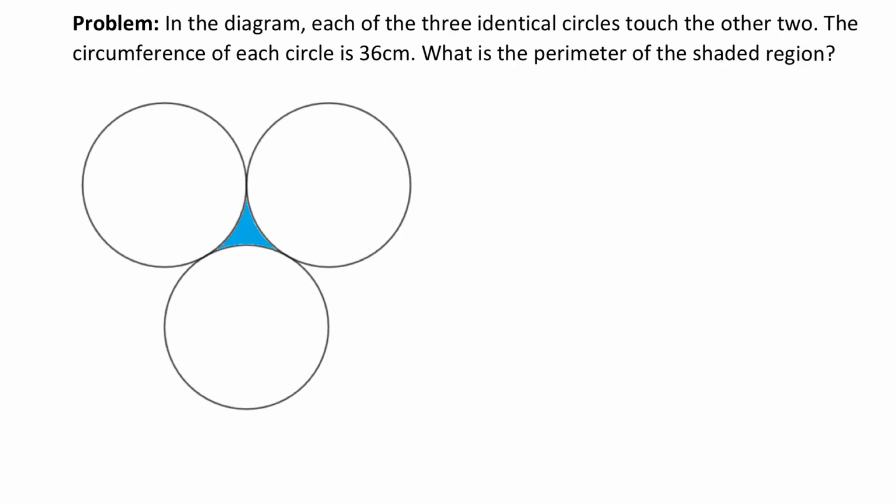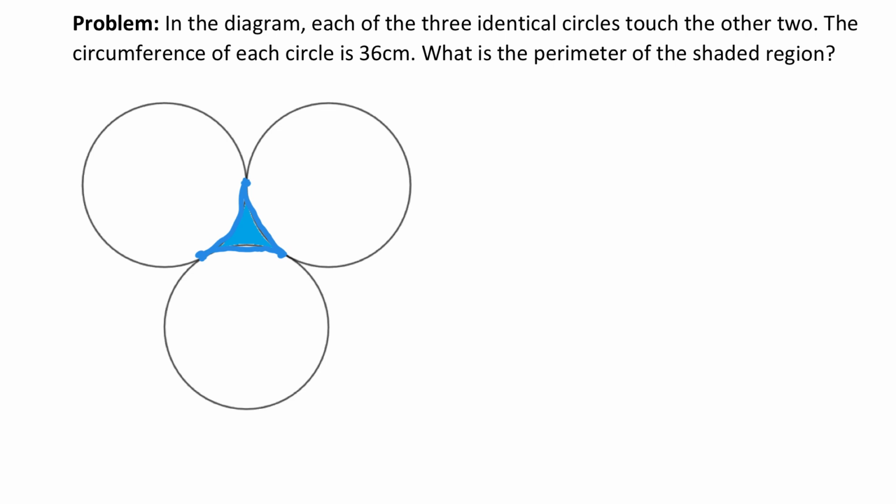Okay, one more question here. In the diagram, each of the 3 identical circles touch the other 2. The circumference of each circle is 36 centimeters. What is the perimeter of the shaded region? So the shaded region is right here, and we're looking for this perimeter around. If you want me to highlight it here, we can kind of see it's like this, and then this, and then this. Go ahead and pause the video and give it a try.